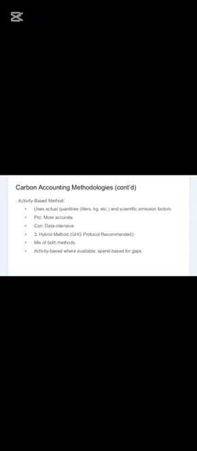Next, we'll be looking at the hybrid methodology. The hybrid model methodology is recommended by the Greenhouse Gas Protocol, the most widely used carbon calculation standard. Its pragmatic approach involves using all the activity-based data possible, then using spend-based methods to estimate the rest.